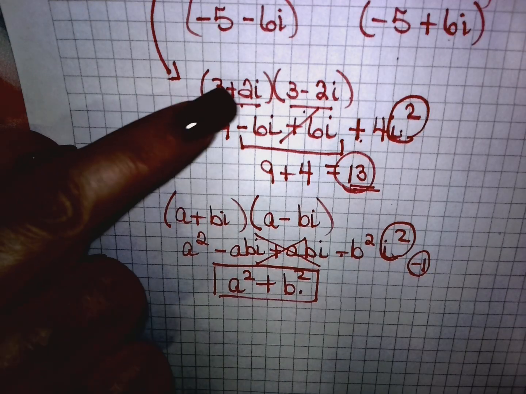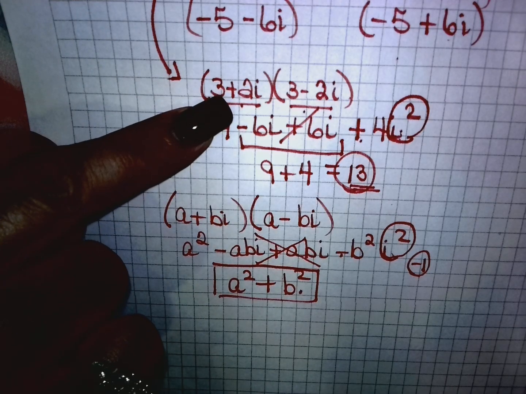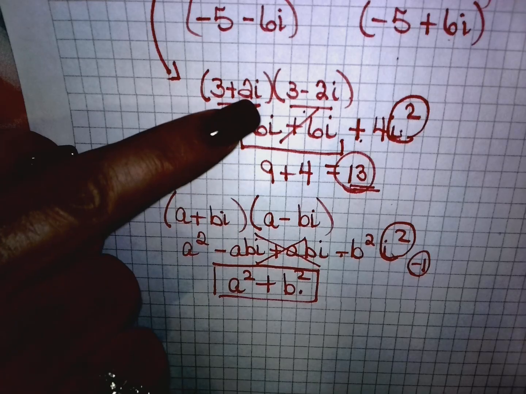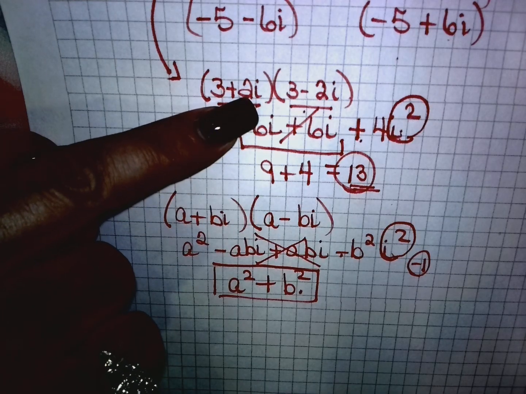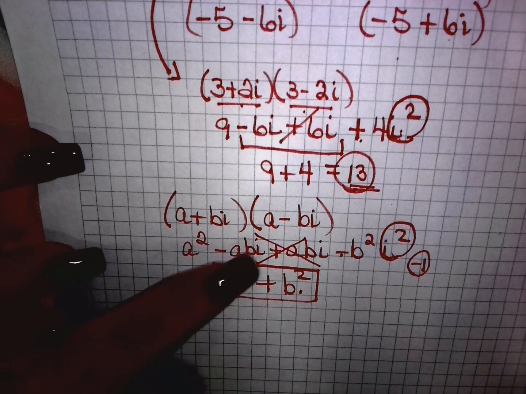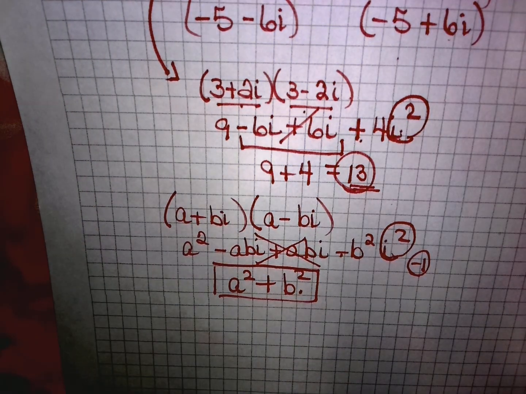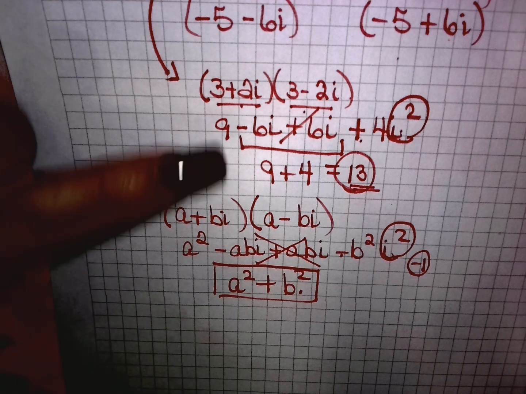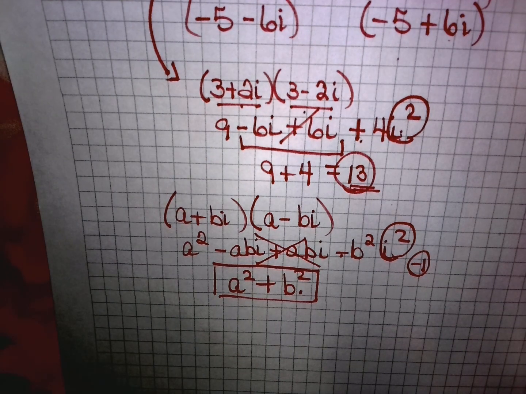And if you don't believe me, this is a. What's 3 squared? That's 9. This is b, which is 2. 2 squared is 4. And 9 plus 4 is 13. And this is just the generalization for any a or b of what you just saw up there. So that, guys, is pretty cool.